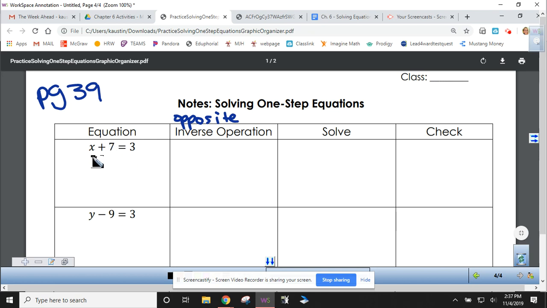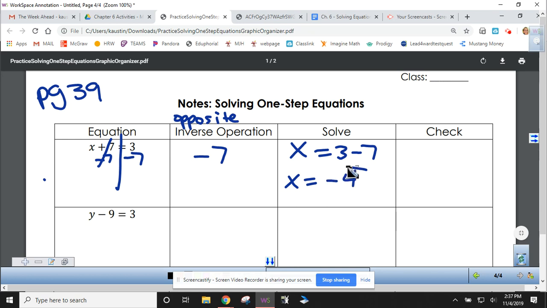So here says some number plus 7 equals 3. Well, we're trying to get rid of this plus 7, so the inverse or the opposite is to subtract 7. And we do that on both sides of that equal sign. So we would subtract 7 to get rid of it, subtract 7 here. So now we have x equals 3 minus 7. And in your calculator, 3 minus 7 is negative 4.